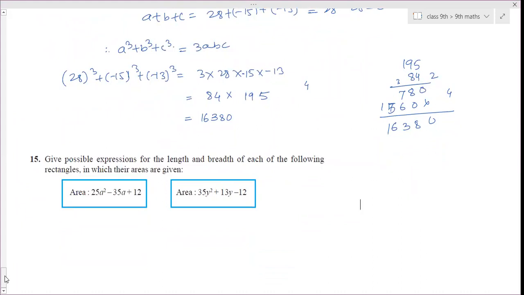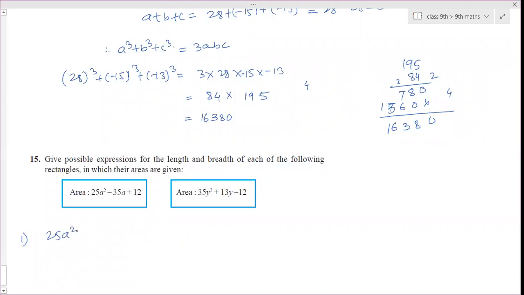The next question is, give the possible expressions for the length and breadth of each of the following rectangles. Area is given. Area is equal to length into breadth. So that means we have to convert this expression into a product of two terms, and those two terms in the product are its factors. So we have to factorize it, one by one.